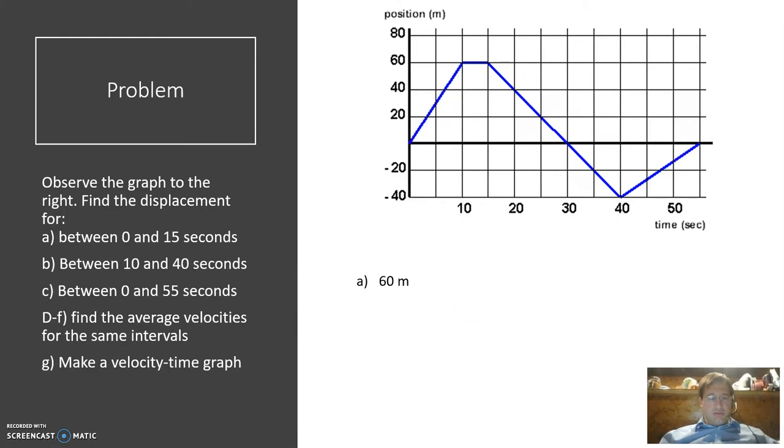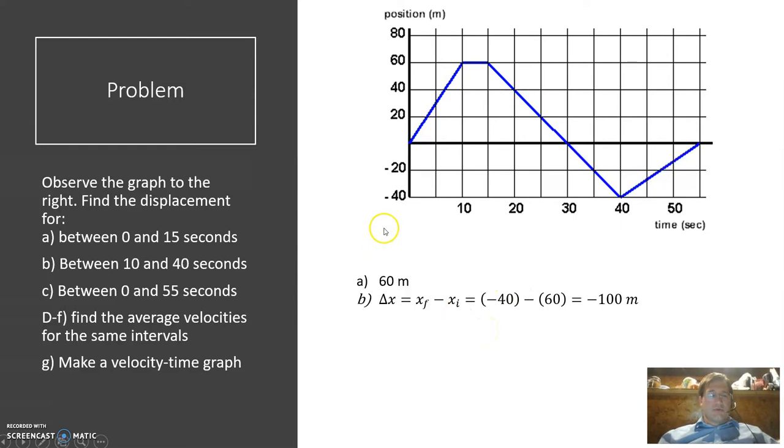So here is where you need to be careful. Displacement means the change in something. In order to find the change in something, you need to take its final amount and subtract its initial amount. It's the easiest way to do it. So we were at negative 40 at the end, and we are at 60 at the beginning. Negative 40 minus 60 gives us negative 100.